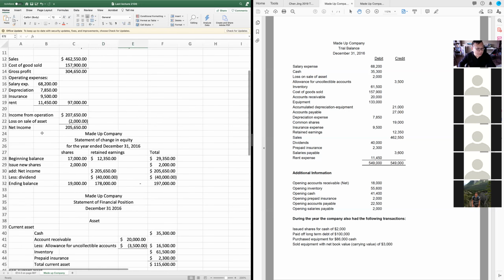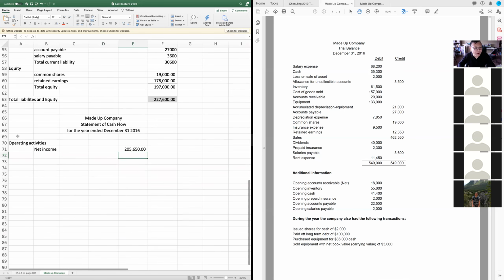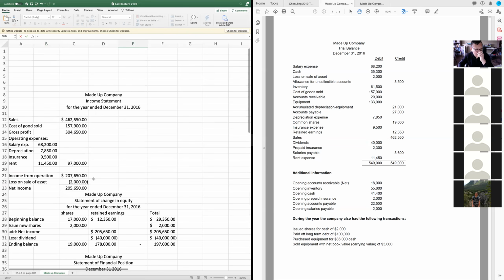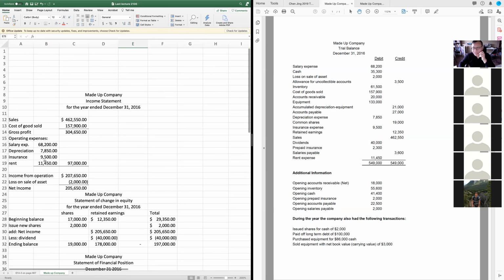Okay, I have a loss. I reported a loss. This one is about the sales of asset. Like I said, when you're talking about the sales of long-term asset, it's really under the investing activities. So we need to add this loss back, right? That's to know the operating activities. So you add loss on sale of asset. So that number is 2,000. Okay.